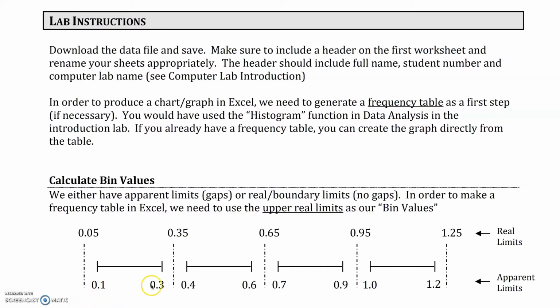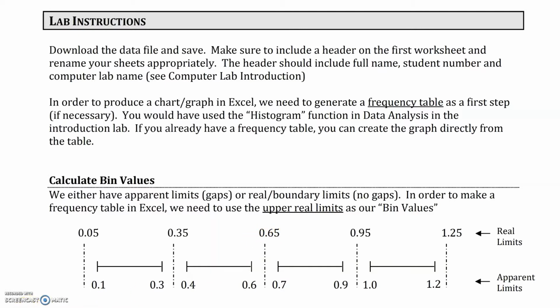To determine that middle value, we need to determine what is halfway between 0.3 and 0.4. We've gone over this in the labs, the previous lab, as well as in the lecture material. You can review it there. But halfway between, we have 0.35. The next upper and lower real limit will be 0.65 and so on.